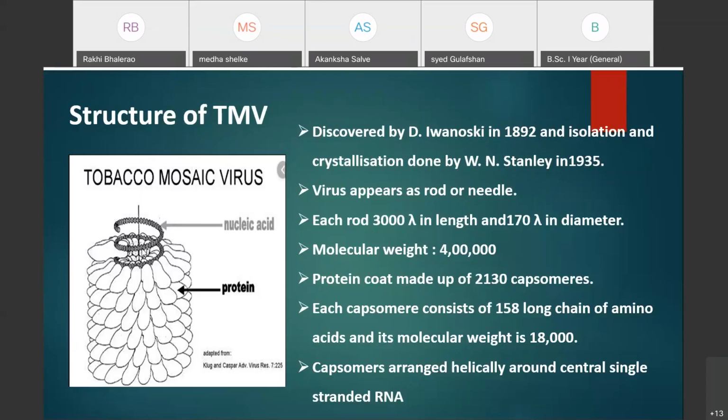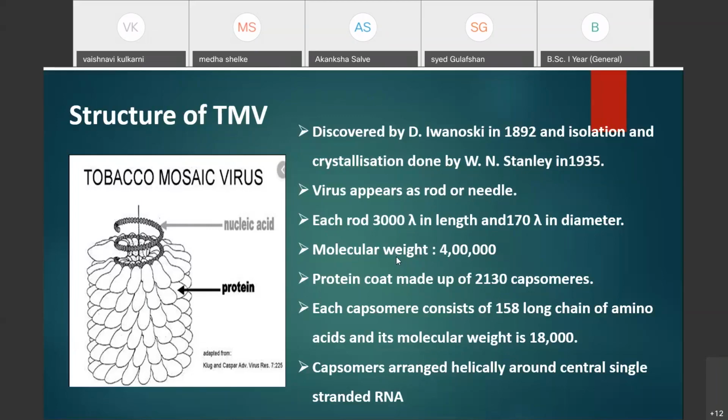This virus, here you can see, is a helical type of virus, as we have just discussed. The virus appears as a rod or needle shaped. It appears as a bundle of small rods or needles under the electron microscope.